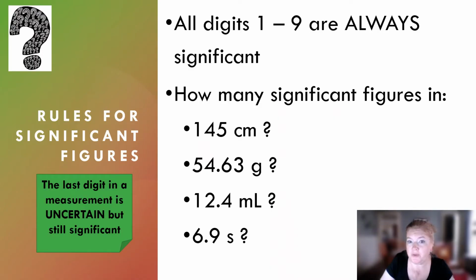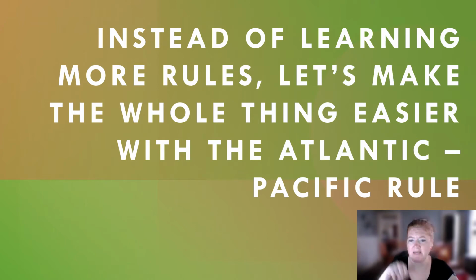All digits 1 through 9 are always significant. So when you look at the first number, how many significant figures? 3. You just count how many digits are in the number. Okay? Right? When you don't have any zeros, easy peasy. Okay, let's just stop there. Let's stop learning rules and let's learn one all-encompassing understanding for significant figures.